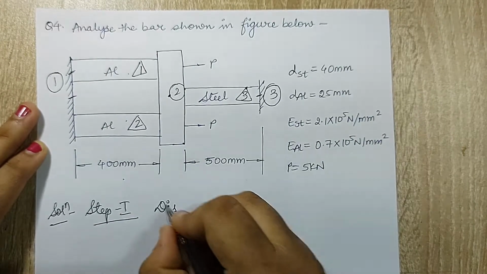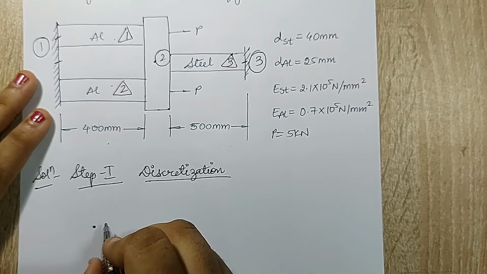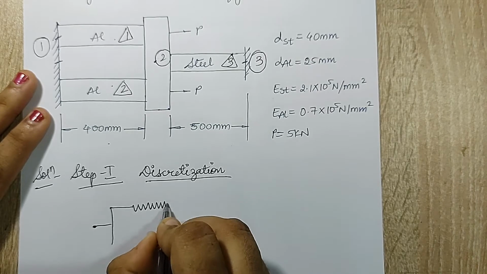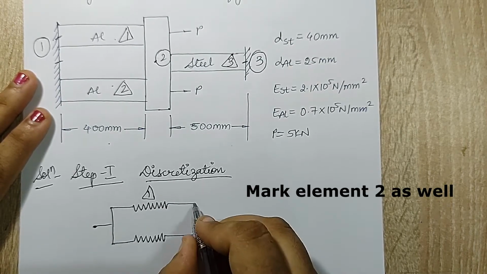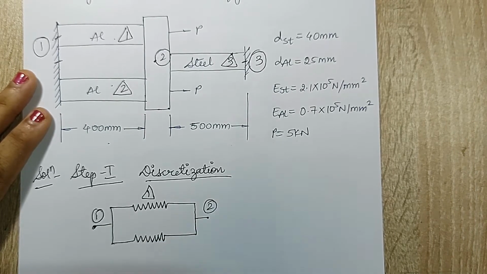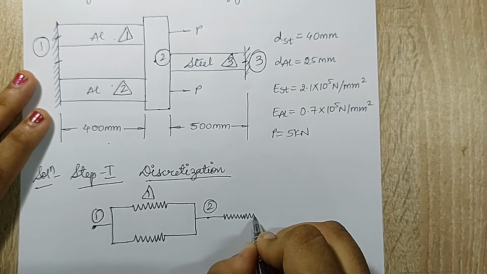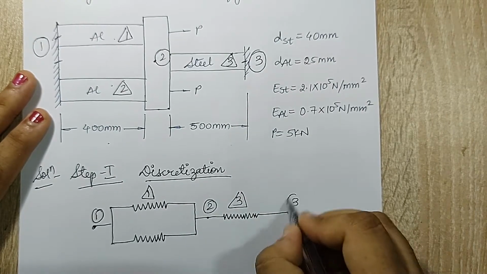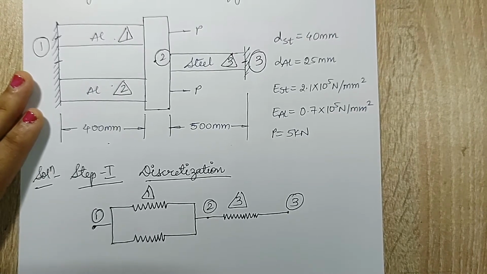which is discretization. Now I will be marking node 1. From node 1, I can see that there are 2 elements connected. So this is element 1 and this is element 2. This is my node 1, and both are connected to node 2. Now from node 2, I can see there is another element 3, and element 3 is between node 2 and 3. So this will be my discretization diagram.